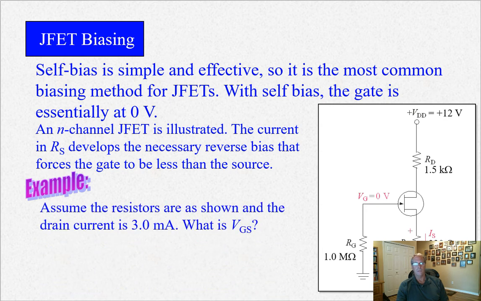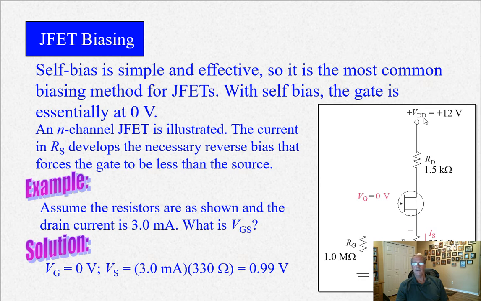And I throw some values in here. What's VGS? ID is 3 milliamps coming down here. Well, the only place for the current to go is through the source, so that 3 milliamps passes through the source resistor. So 3 milliamps times 330 is 0.99 volts right at the source. So 0 minus 0.99 is minus 0.99 volts. That's the VGS. That's self-bias.